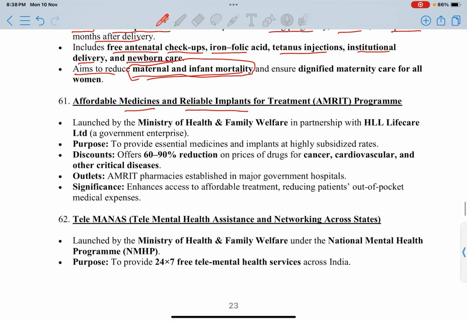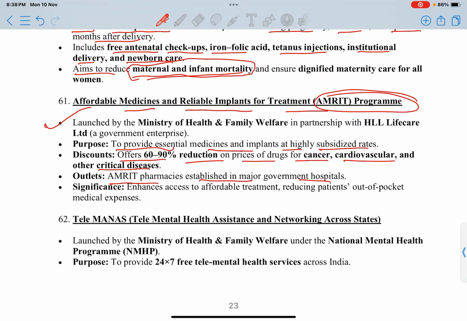Then affordable medicines and reliable implants for treatment, the Amrit program. They may ask again, what is the Amrit program? Launched by the same department. What is the purpose? To provide essential medicines and implants at highly subsidized rates. Discounts offer 60 to 90% reduction on prices of drugs for cancer, cardiovascular, and other critical diseases. Outlet: Amrit pharmacies established in major government hospitals.